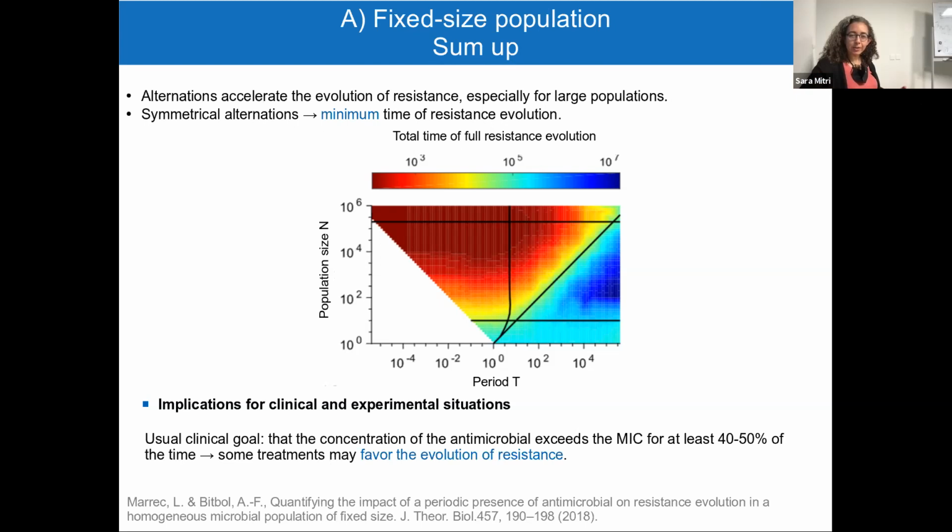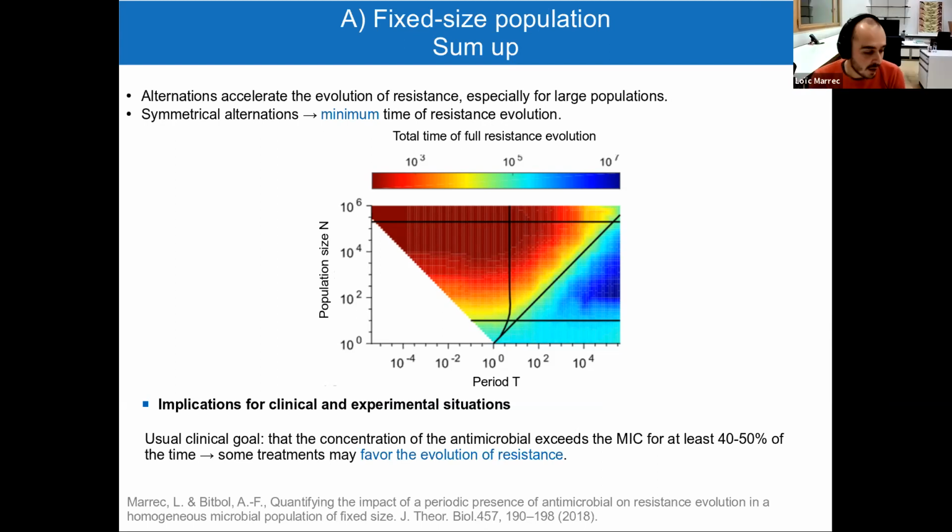So I was wondering, I guess what you're saying is that the concentration is varying over time, but I suppose the concentration can also vary over space, right? So within a patient, you can have different areas that are exposed or not to antibiotics. So how do you think about that in this?